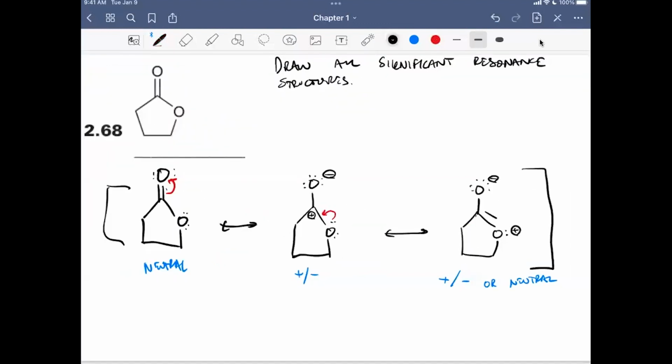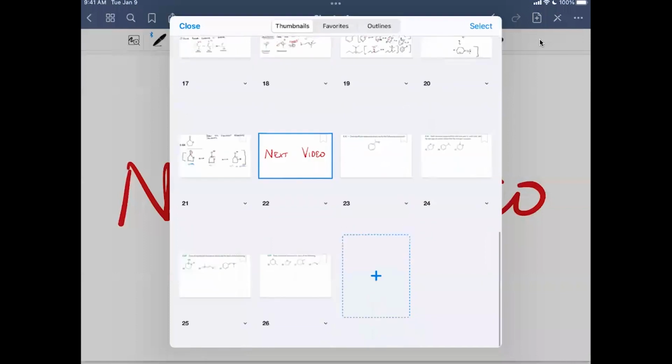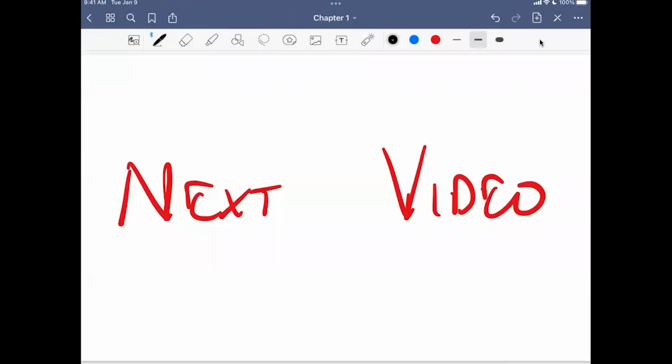So that's resonance. You'll get the hang of it if you do enough structures. Obviously, there's more complex structures. Next video, it'll probably be uploaded. I have additional practice problems on resonance. I have about 7 different problems.